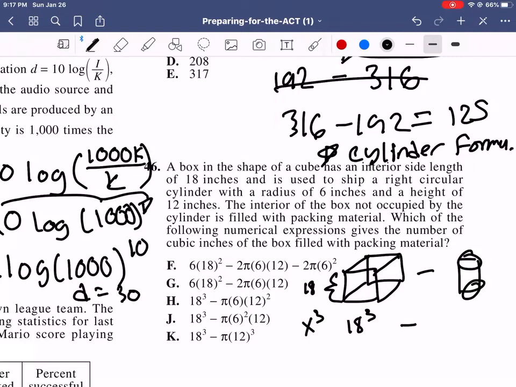And that is pi times r squared times h. Pi times radius is 6 inches, 6 squared, times height, which is 12. Now you're looking for whatever matches that. And that is H. Wait, no. J.